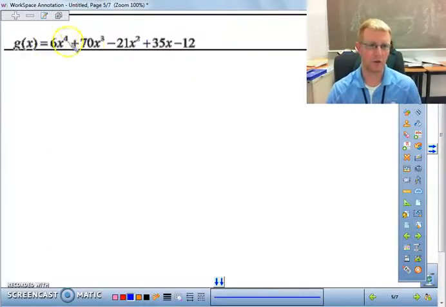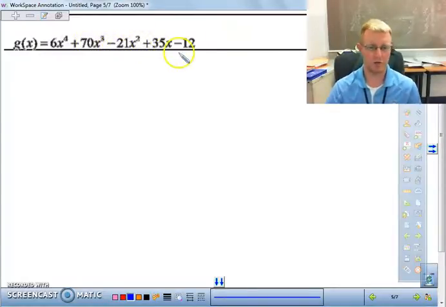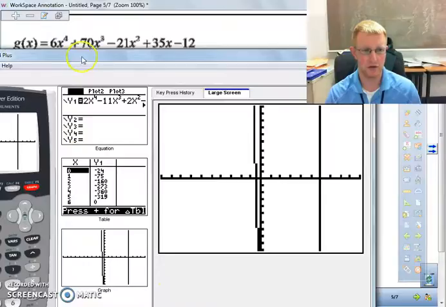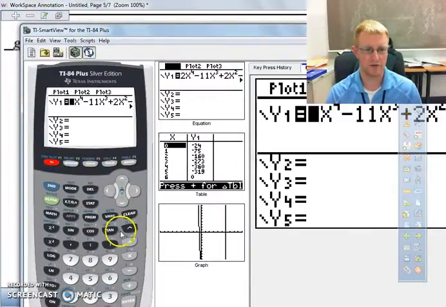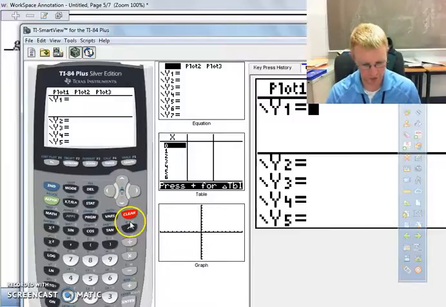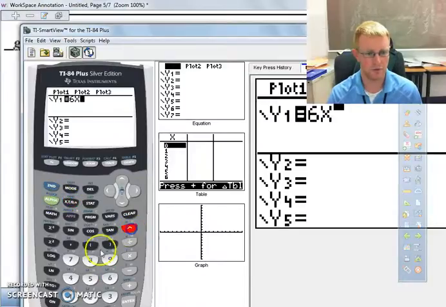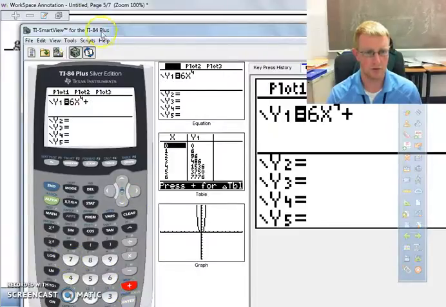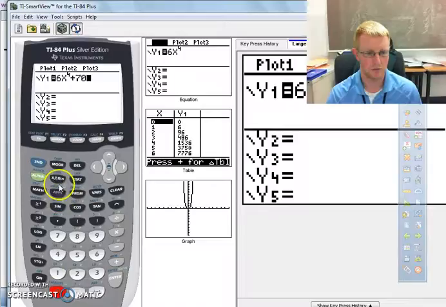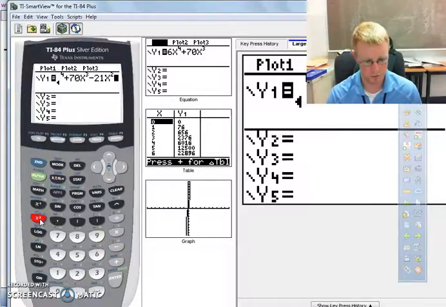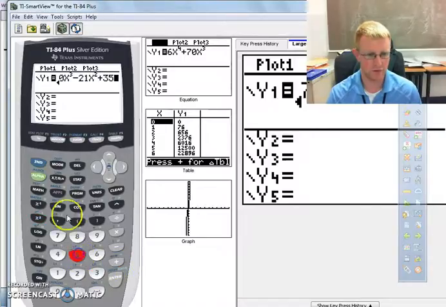Okay, so we have 6x to the 4th plus 7x to the 3rd minus 21x squared plus 35x minus 12. So let's put this into our calculator and see what our easy zeros are. Our step 1 is to find our easy zeros. So we have 6x to the 4th plus 7x to the 3rd minus 21x squared plus 35x minus 12.